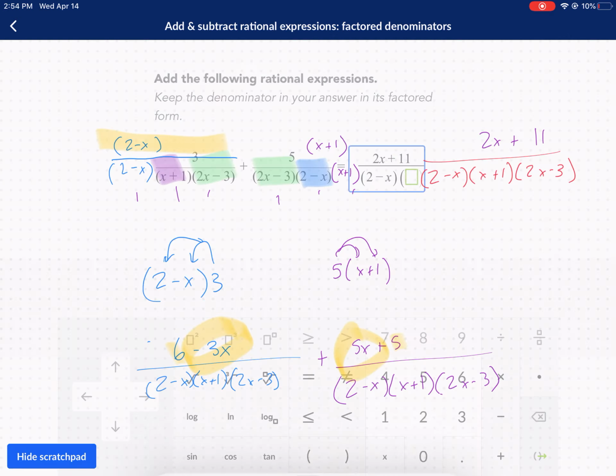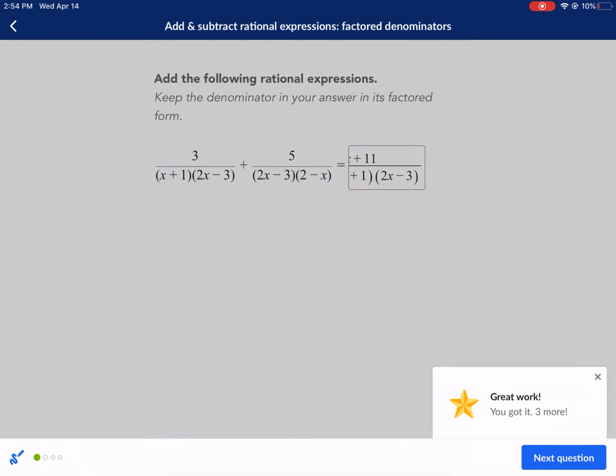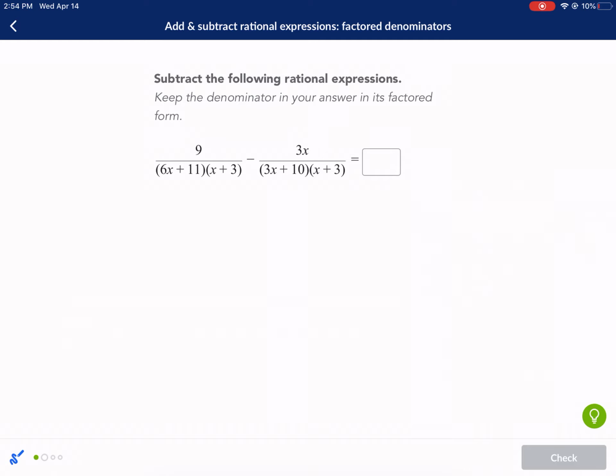X plus 1, I think was my next one. X plus 1. And I'm going to show you the next one that doesn't matter, the order. And then we have 2x minus 3. 2x minus 3. Okay, and we're going to check that out. There we go. Okay, next one.